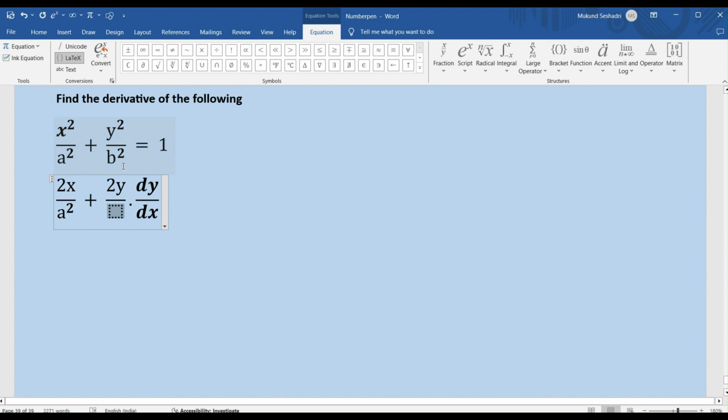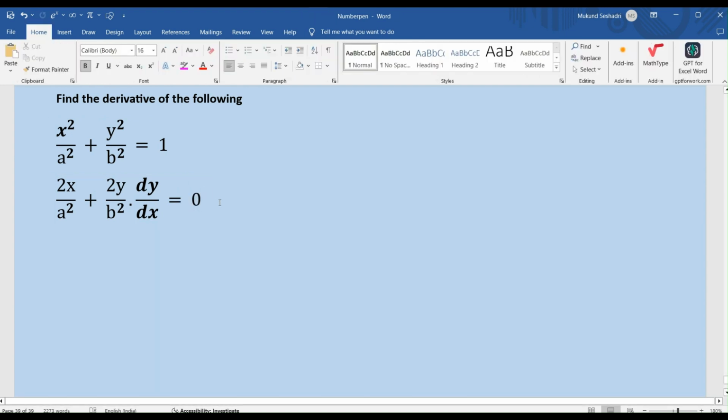Right? So I have my b squared here, which is still a constant. I do not have to worry about it. I retain it as it is. And then I have a 1 on my RHS. So my d by dx of 1 is nothing but a 0, right? So this is what I have. I have 2x divided by a square plus 2y divided by b squared times dy by dx equals 0, right?